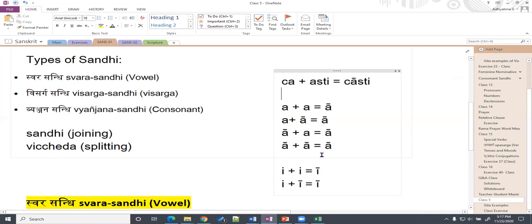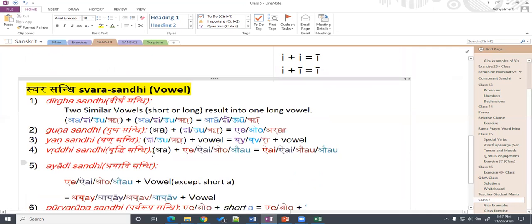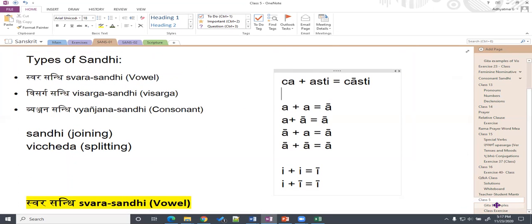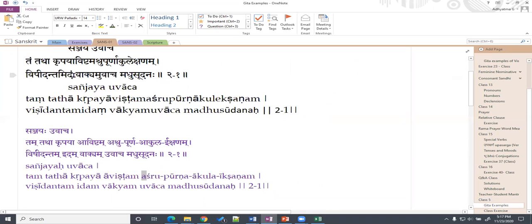Now, in the Gita example we were looking at, look at this word, krupaya avishtam. Even if the word looks very long and you don't understand it, for the purpose of sandhi it is the last sound which matters. Here the last sound is akara, and here is also akara. So akara plus akara would become akara only.